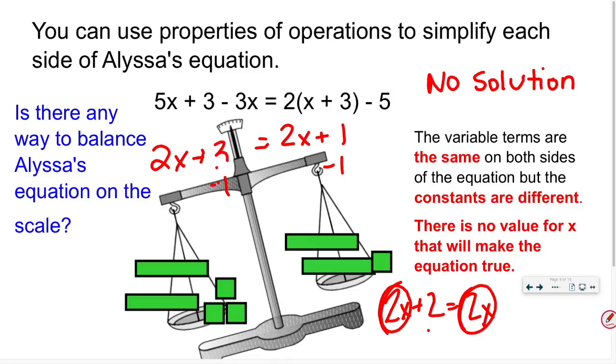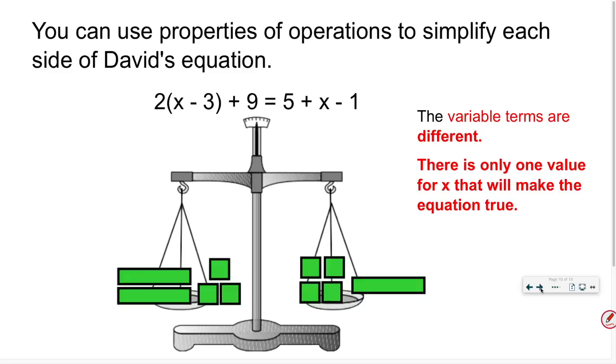Thank you. So same variable but different constant, there's never going to be a solution. And then in this scenario, in David's, that's what we've been working with. Different variable. It doesn't really matter about the constant. The variable being different, we will have a solution. There will be one. So if the variable terms are different, then there will be a solution.